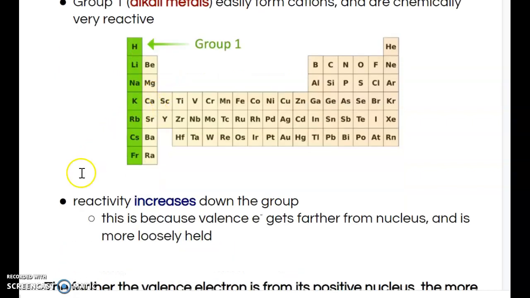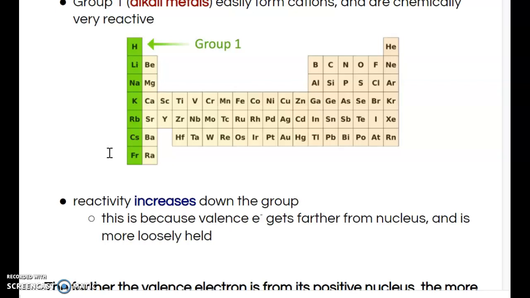What happens is, as you go down this group, this alkali metal group, the reactivity actually increases as you go down. This is because the valence electrons get farther and farther away from the nucleus, and they're more loosely held. So you have one shell here, two shells in this row, three shells, four shells, five shells, six shells, and you just keep going down and you're increasing the size, the diameter of that Bohr-Rutherford diagram. If you picture that Bohr-Rutherford diagram, you're increasing the orbitals.